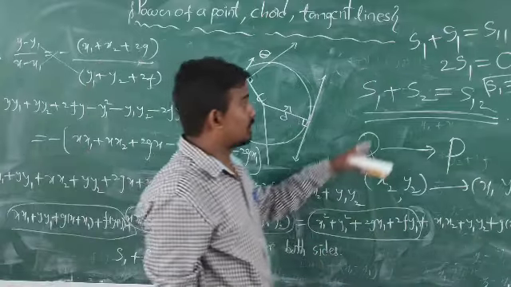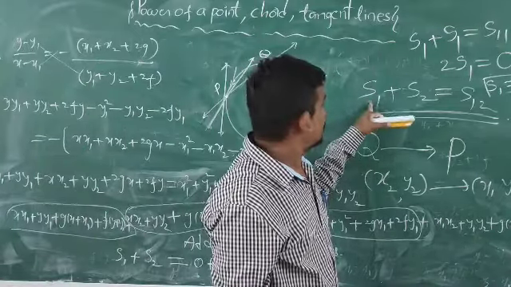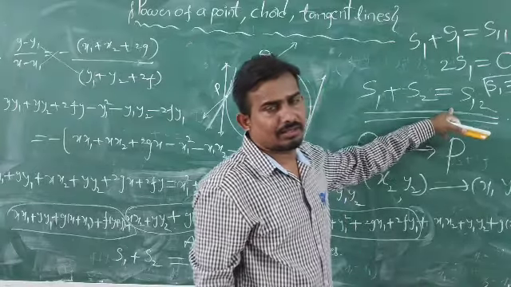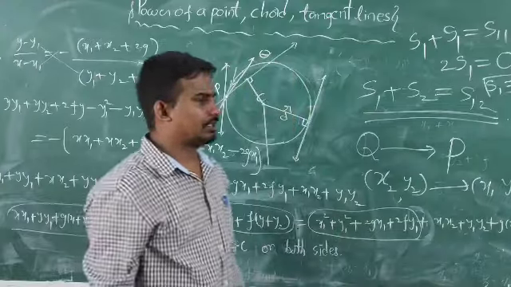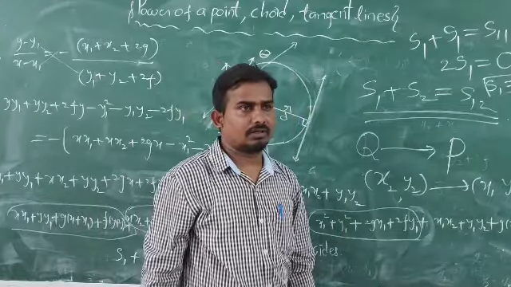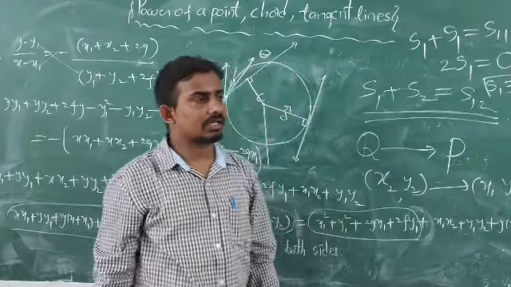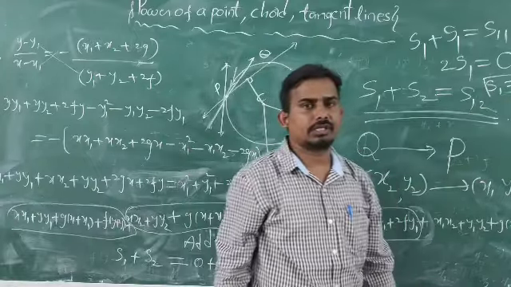Our chord equation passing through P and Q is S1 plus S2 equal to S12. When P and Q coincide with each other, that secant line becomes a tangent line. That equation is S1 equal to 0. If you have any point and a straight line, if the point is on the circle, then the tangent line at the point is possible. Its equation is S1 equal to 0.